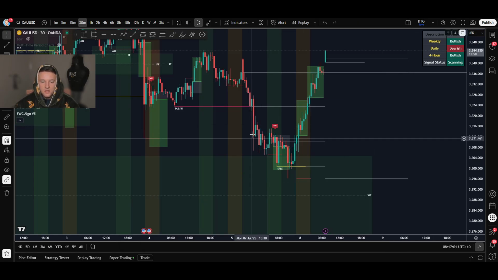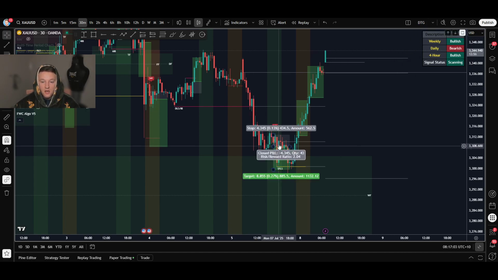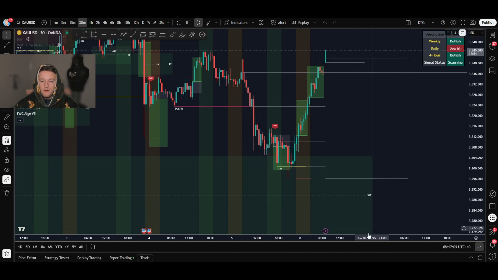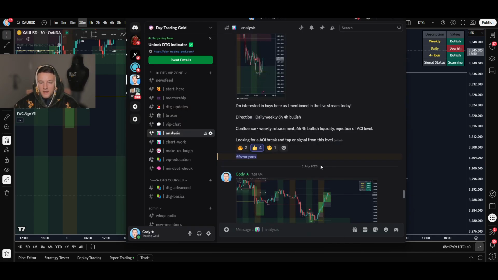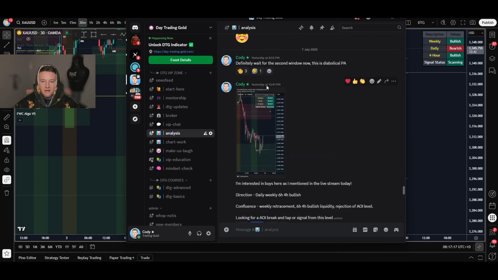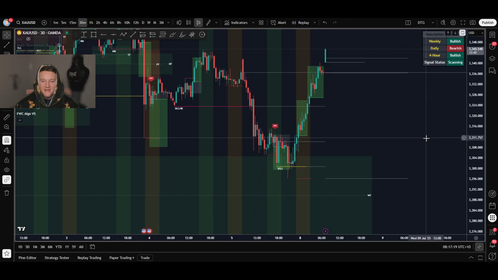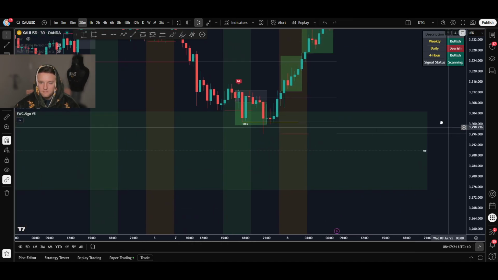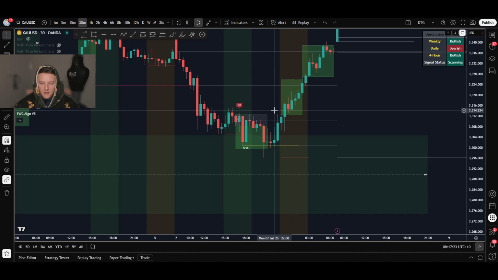For these sells, there was a bearish direction and structure, but there was no bearish confluence, right? Not literally zero. So that is why that trade didn't end up playing out in hindsight. Looking for a break and tap or a signal from this level, all right? So this was posted around 10:41 p.m., which was right here somewhere, right here, just before these setups formed.